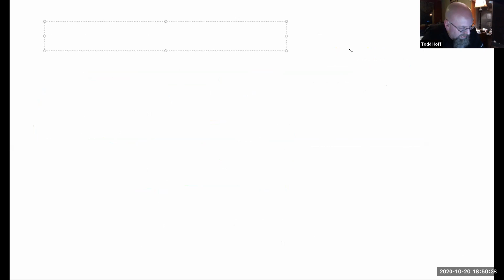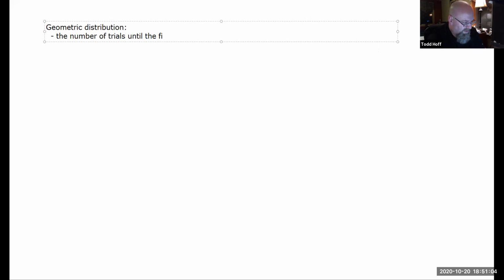Well, very closely related to the binomial distribution is something called the geometric distribution. Now, the one I just mentioned was the hypergeometric. This is just a geometric distribution. There, I finally got it. The geometric distribution measures the number of trials until the first success. So it does not have a fixed number of trials. However, all of the other qualifications of the binomial distribution hold for the geometric distribution.